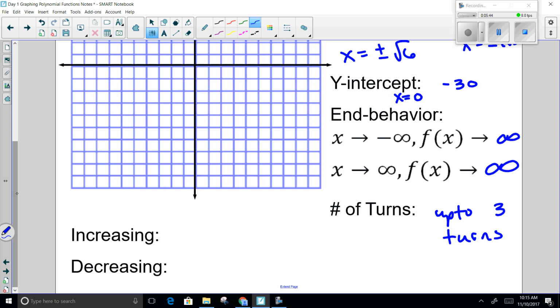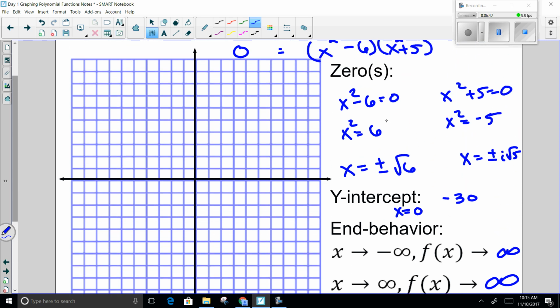So now what we're going to do is take all this information and put it on the graph. We're going to start with our zeros. Square root of 6. Well, square root of 6 is going to be a little bit bigger than 2. So we're just going to come over here and estimate it, somewhere bigger than 2. We also have the negative one, so we're going to go somewhere between negative 2 and 3. Again, these are complex numbers. They're not going to show up on this graph.